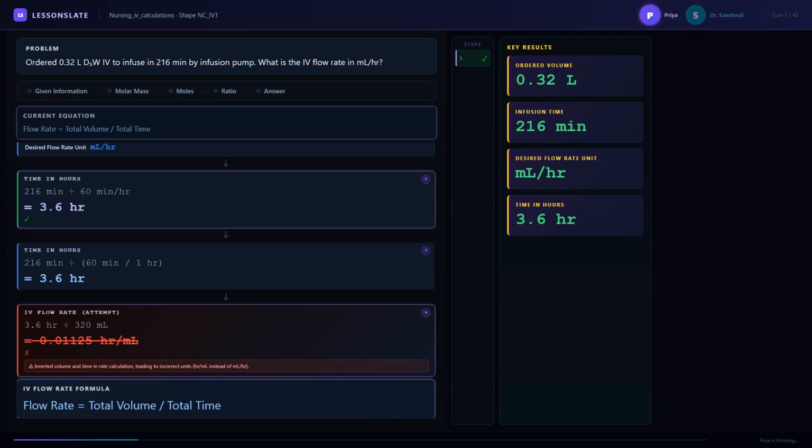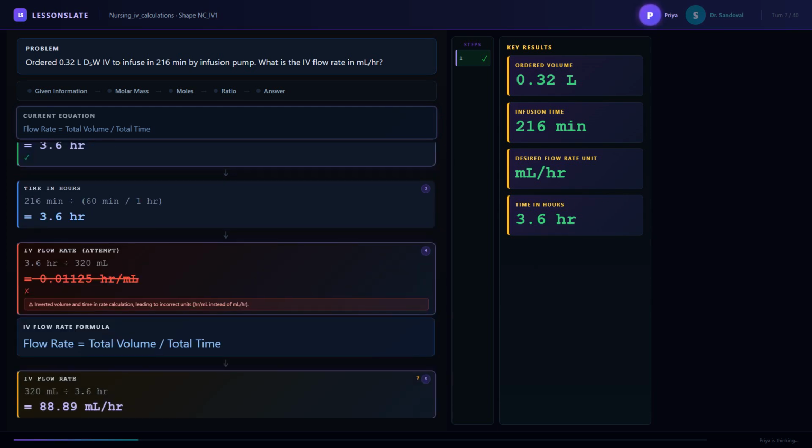You're right. I completely flipped that around. My brain always does that. If I want milliliters per hour, then I need to divide 320 milliliters by 3.6 hours. So, 320 divided by 3.6 would be about 88.89 milliliters per hour. Is that the correct way to calculate it then?